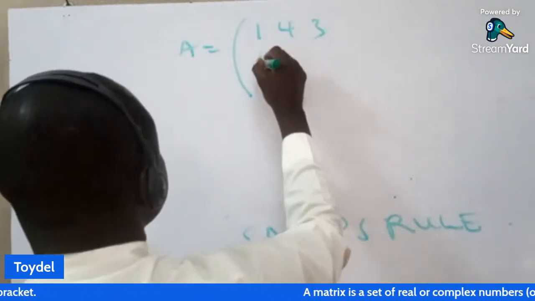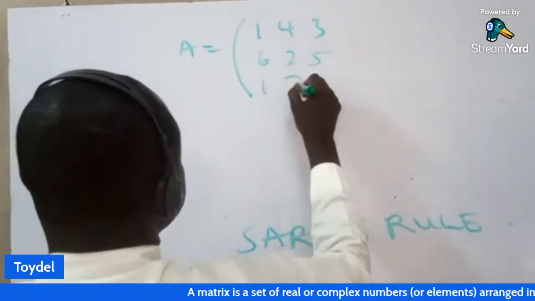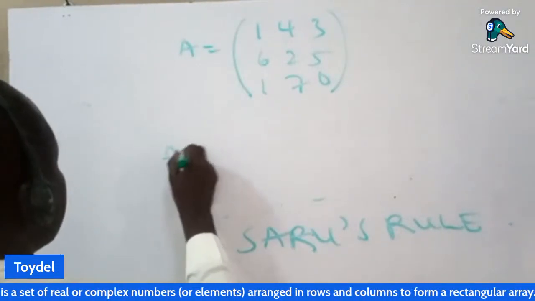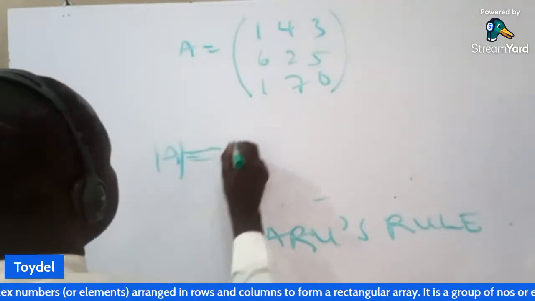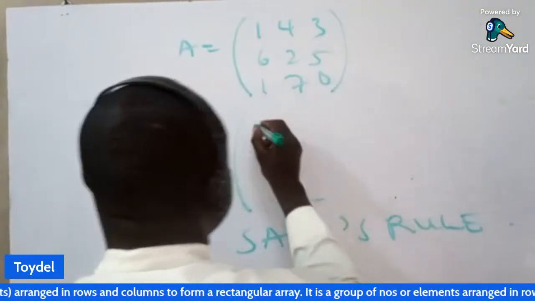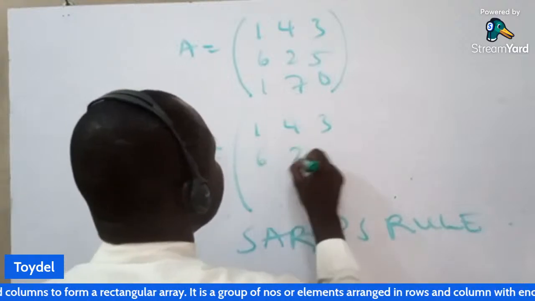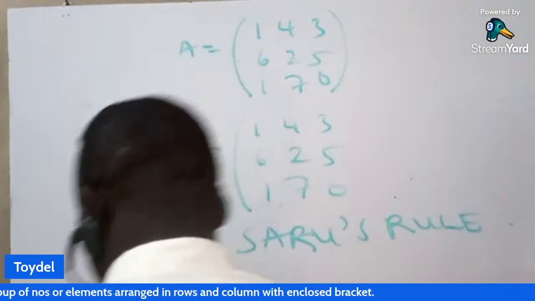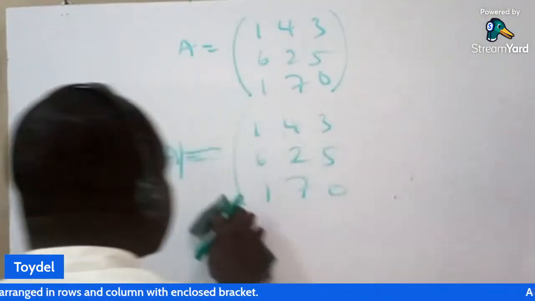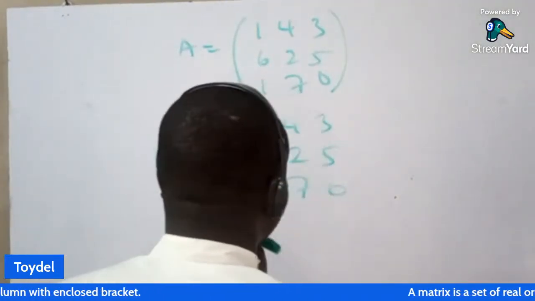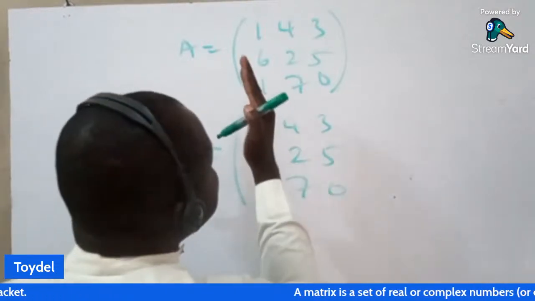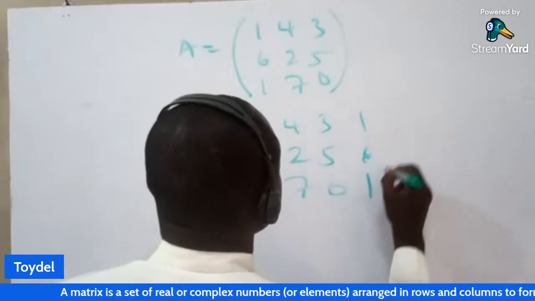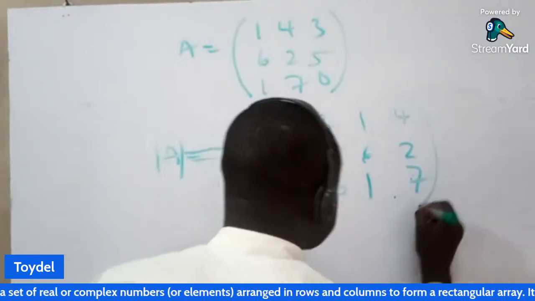143, 625, then 170. So if you want to apply Sarrus rule to find the determinant of this matrix, this is what we do. Sarrus rule says that you write what you are given, 143, 625, then 170. Once you write what you are given, you repeat the first 2 columns. That is, I will have 161, then 427. That is what the rule says.